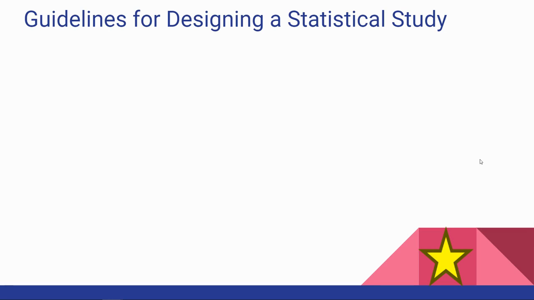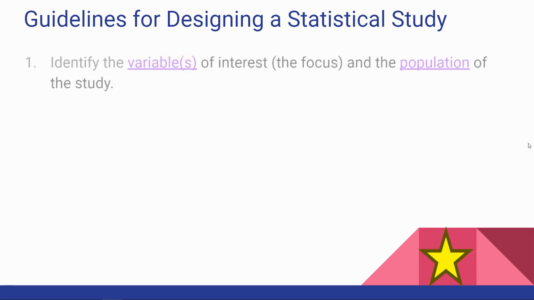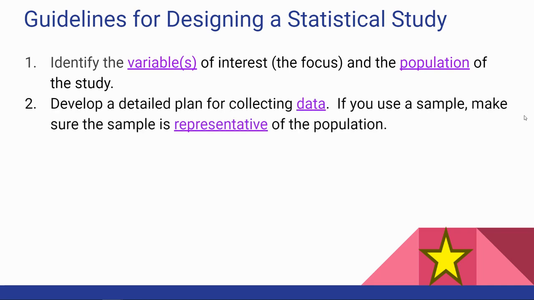Okay, guidelines for designing a statistical study. So once you've decided you're going to do a statistical study, what do you do? These are the steps. First of all, identify the variables of interest, the focus of your study, and the population of the study. Next, develop a detailed plan for collecting the data, such as the ones we've discussed. If you use a sample, make sure that the sample is representative of the population and randomized.